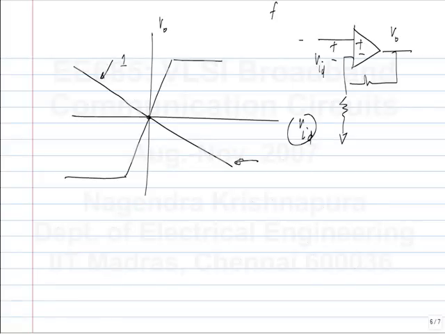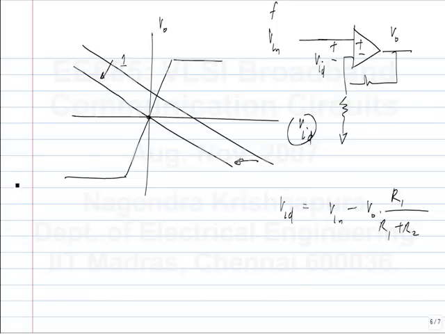VID and VO. And let's say this is the input Vin. And VID is what? Vin minus V0 times R1 by R1 plus R2. So, if Vin is different from 0, this line will be shifted. Okay. So, let's say I have 1 volt of Vin, then the solution should be here, and in that case, it will correspond to that 1 volt line. So this line that was passing through the origin corresponds to Vin equal to 0.